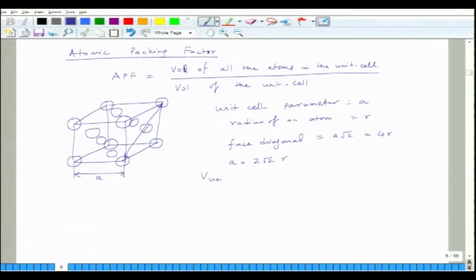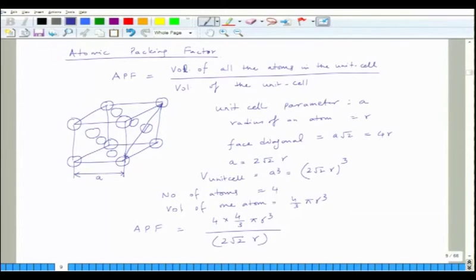So, the volume of the unit cell, V unit cell, is equal to A cube, which is equal to (2 root 2 R) cube. Now, the number of atoms is 4, and the volume of one atom is 4 by 3 pi R cube. So, APF can be worked out as 4 into 4 by 3 pi R cube divided by (2 root 2 R) cube. So, this will be 16 pi by 3 R cube divided by 16 root 2 R cube, and this will work out to be nearly 0.74. So, this is how you determine the atomic packing factor.